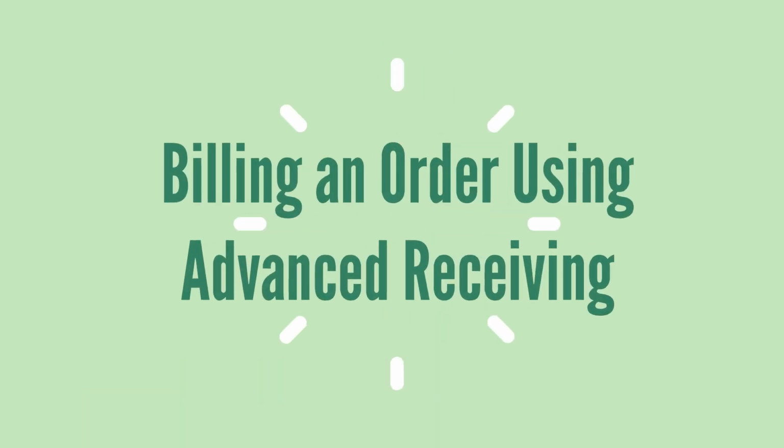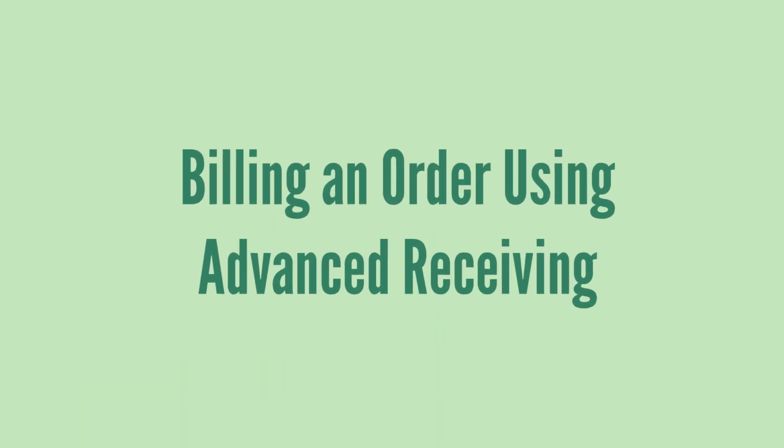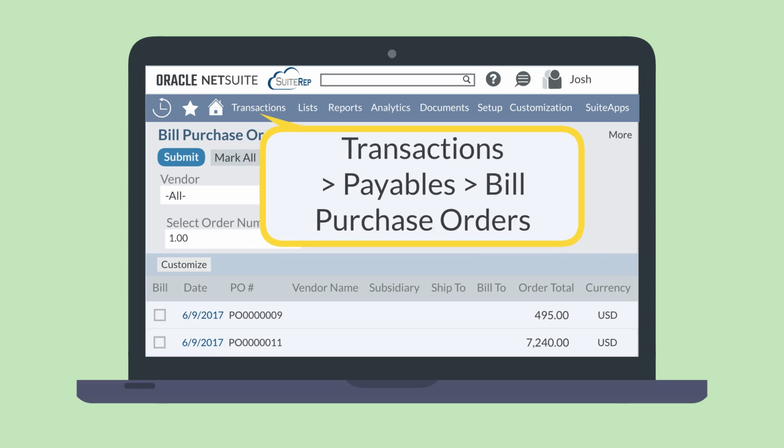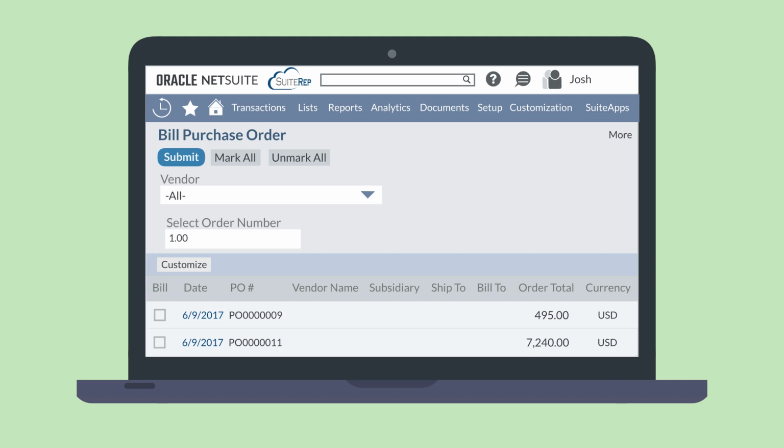Once you've marked an order as being received, the next step is to bill the purchase order. When you receive the invoice from your vendor, you'll need to create a bill. Navigate to Transactions, Payables, Bill Purchase Orders. On the Bill Purchase Order page, select a vendor in the dropdown to narrow down your list of results. When you locate the order you wish to create a bill for, select the checkbox in the Bill column next to that order's details. Then hit the Submit button.